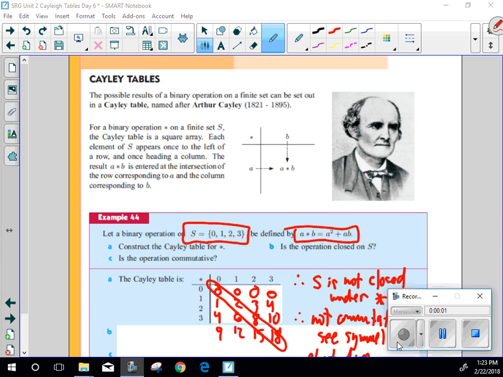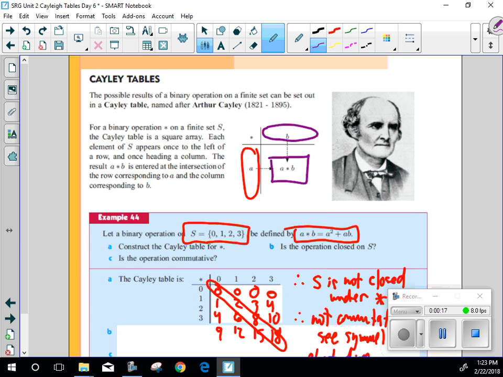We're doing a quick little overview of Cayley tables, a nice way to organize binary operations. You put your A on this column, all the elements of A, let's say you had 1, 2, 3, 4, and all the elements of B go here. A star B goes in there. And you might say, well, that's boring and not very difficult.